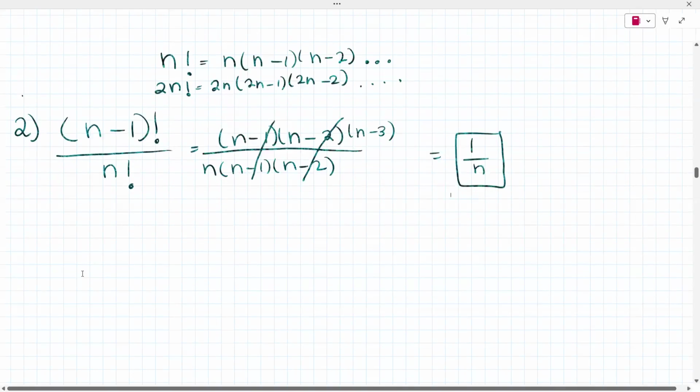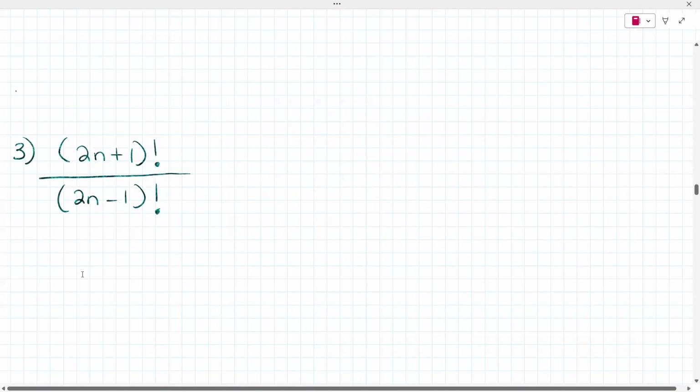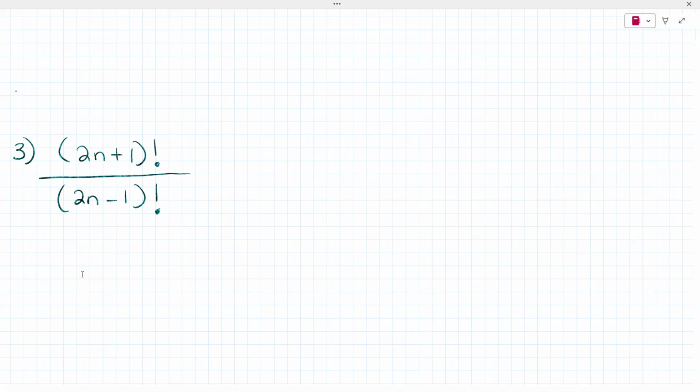Okay, we can move on. So let's move on to example 3. We have (2n plus 1) factorial over (2n minus 1) factorial.